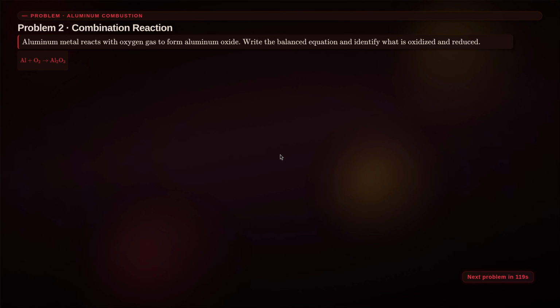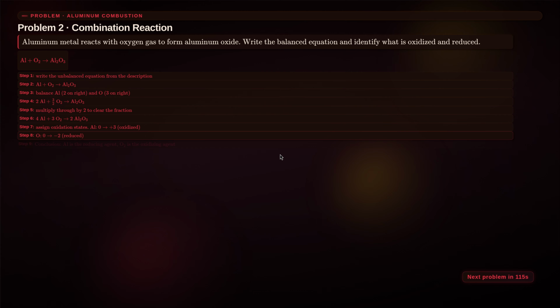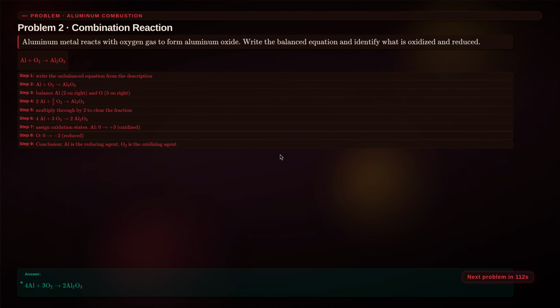Problem 2. Aluminum metal reacts with oxygen gas to form aluminum oxide. Write the balanced chemical equation and identify which element is oxidized and which is reduced. Step 1. Write the unbalanced equation from the description. Aluminum, Al, plus oxygen, O2, gives aluminum oxide, Al2O3.